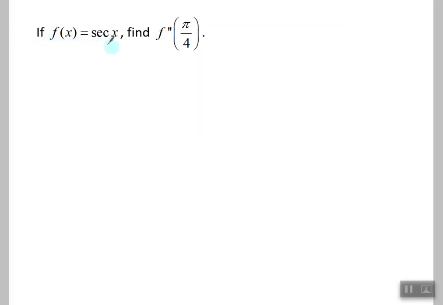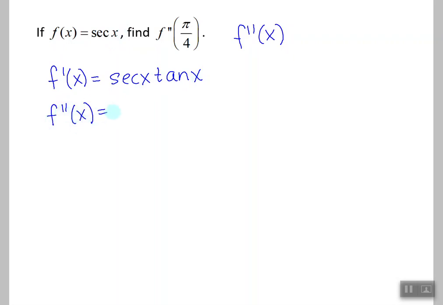If f of x equals secant of x, find f double prime of pi over 4. First, before finding f double prime of pi over 4, we need f double prime of x. And of course, before finding second derivative, we need first derivative. So here's f of x. Let's write f prime of x. The derivative of secant x is secant x times tangent x. The second derivative is the derivative of that first derivative. Notice that we have a product here. So to do the second derivative, we need our product rule.